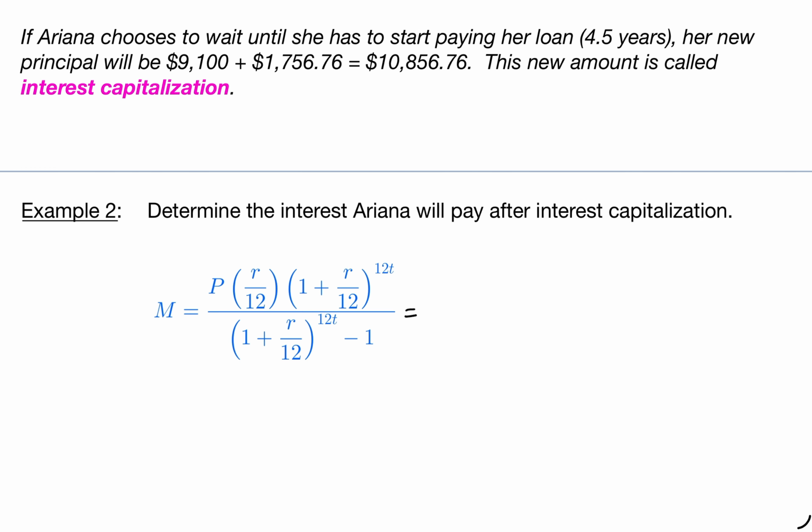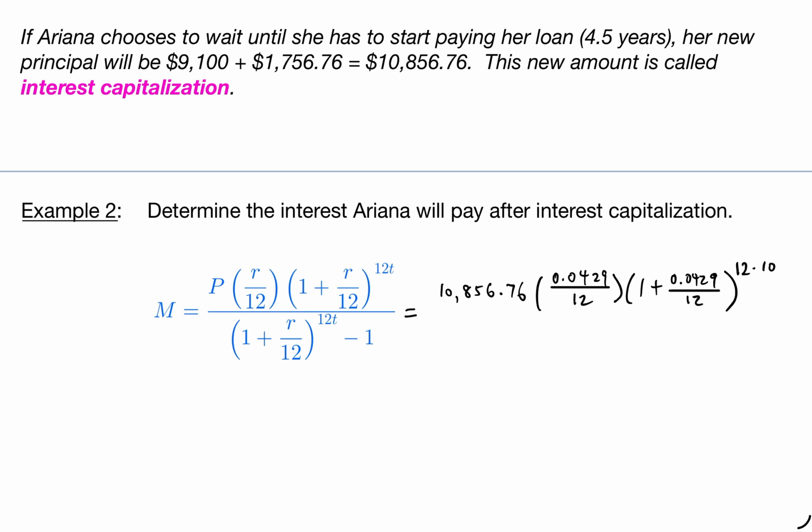Okay, so we're going to use this monthly equation that we learned from the previous lesson, and we're going to enter the principal amount. Now remember, the principal amount has changed due to interest capitalization, so that amount is now $10,856.76, and we're going to multiply that by the rate of 4.29% divided by 12, and we're going to multiply that by 1 plus the rate again, 4.29% divided by 12, raised to the 12 times 10 power.